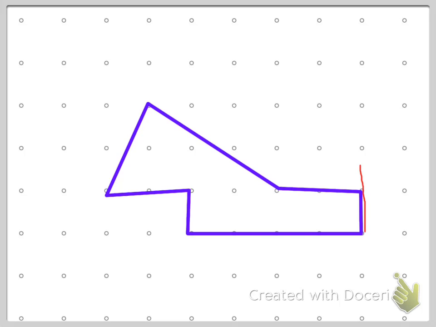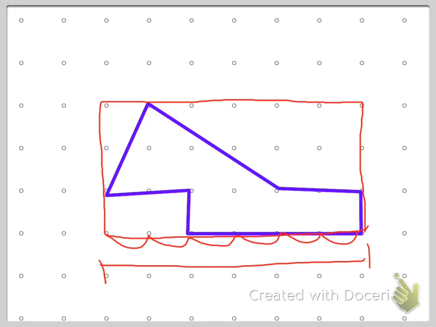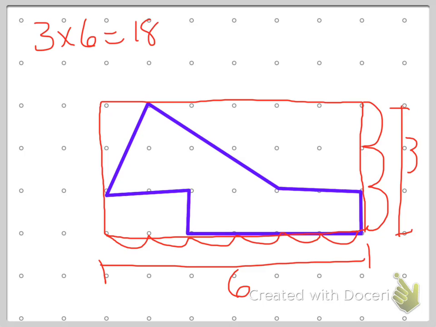So to get started, I'm going to surround this polygon with a rectangle. And here I go. I'll make my rectangle red. There we go. And now I need to know the area of that red rectangle I just created, so I need to know the base length and the height. So I'm going to count 1, 2, 3, 4, 5, 6. The base is 6. And the height is 1, 2, 3.